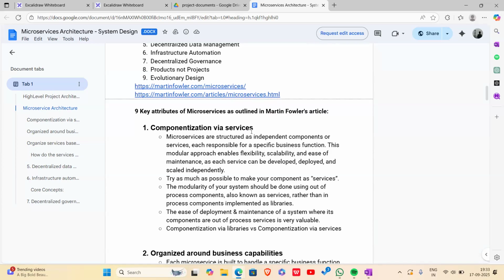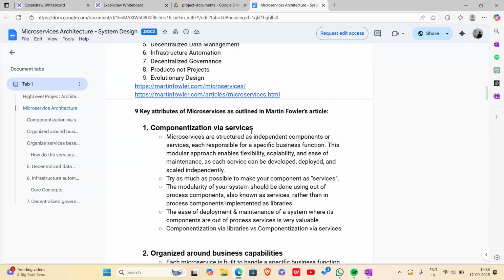The modularity of your system should be done using out-of-process components, also known as services, rather than in-process component implementers like libraries. This is because of deployment and maintenance of systems where components are out of service. Out-of-process service is very valuable.